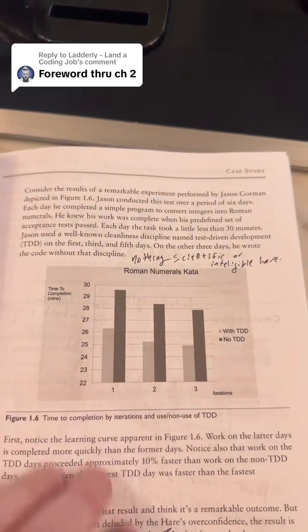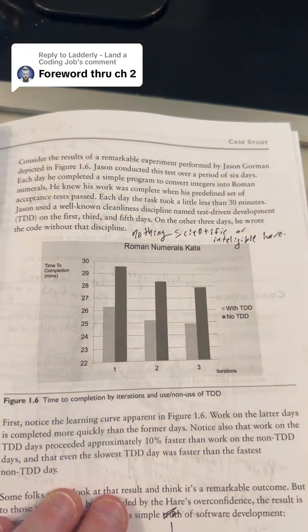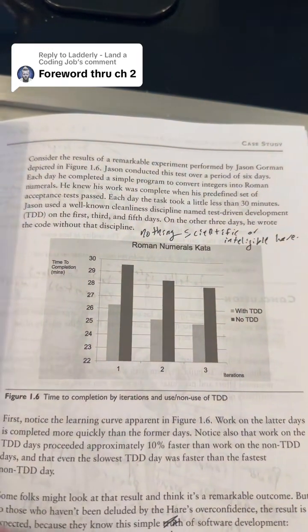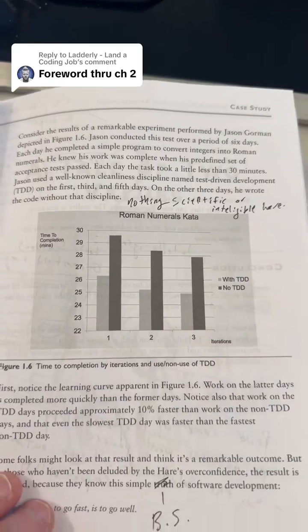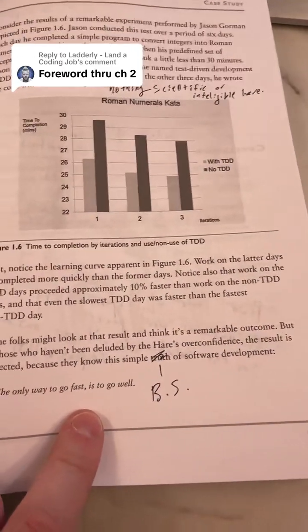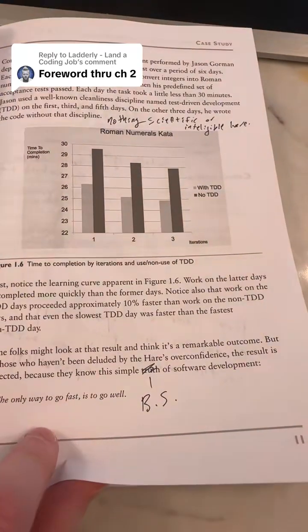This so-called experiment is not scientifically valid. It really doesn't show anything. This is one guy on 6 different days. So there's endogeneity problems, all sorts of problems. And "the only way to go fast is to go well." This is not true. This misses the idea that you can strategically take on tech debt in the short term.